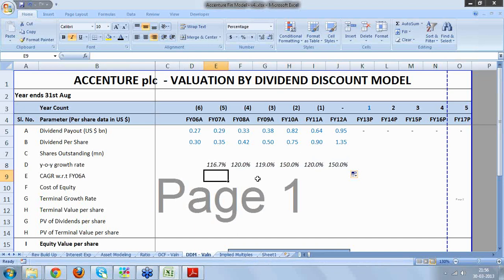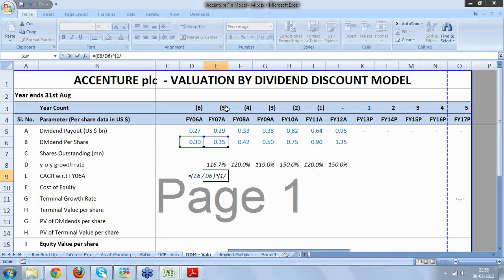So what is the CAGR? This should be equal to FY07 value divided by FY05 value raised to the power within bracket 1 by period number. How am I going to type a formula here which I can drag in the subsequent years? So it's raised to the power 1 by the period. The period between FY6 and 7 is 1. How will I get that? I'll get that by subtracting the 2-year count.